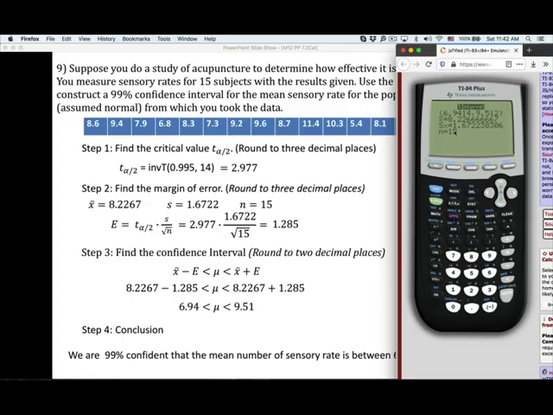So double check your work. You have the confidence interval 6.94 to 9.51. And then double check your sample mean 8.2267 and sample standard deviation 1.6722, and the sample size is going to be 15. That's it.